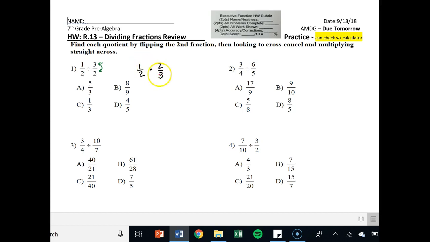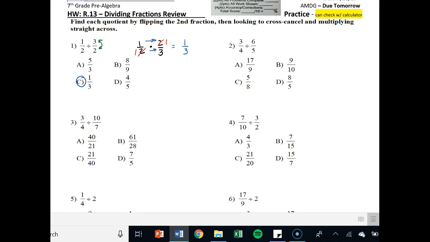So I ask myself, do 1 and 3 have anything bigger than 1 that I can divide them both by? The answer is no. Do 2 and 2 have anything bigger than 1 that I can divide them both by? Yes, I can divide them both by 2. So 2 divided by 2 becomes 1, 2 divided by 2 becomes 1, and now I can multiply straight across. 1 times 1 is 1, 1 times 3 is 3, and my answer is 1/3. This is showing all work. If I were you, I would pause the video right now and try to do number 2 on your own.